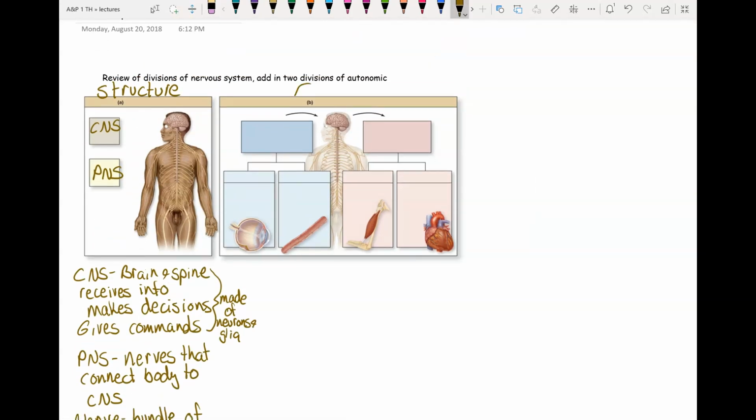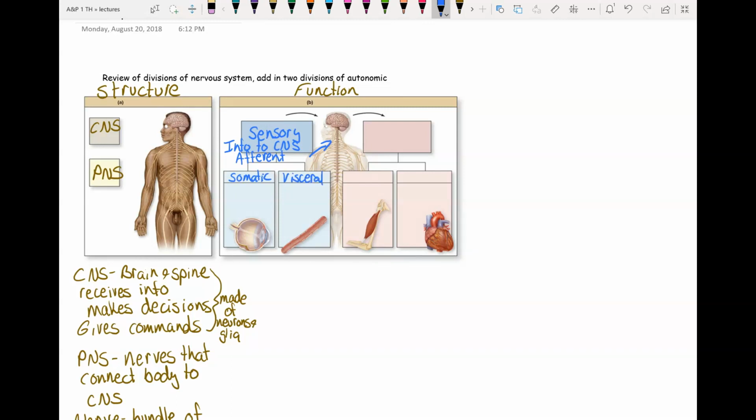Then with function, you have two basic functions. Sensory, which is always going to be information going to the CNS. And this is also called afferent. Think of a divided highway. This is always information that is going toward the CNS. And sensory is divided into somatic and visceral.